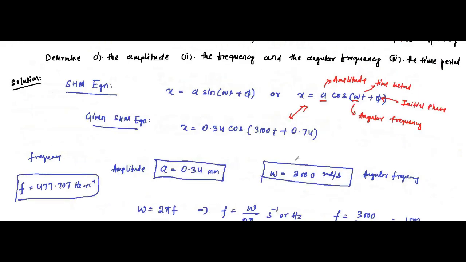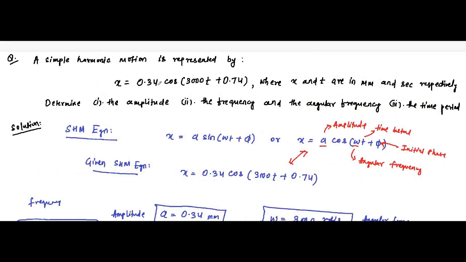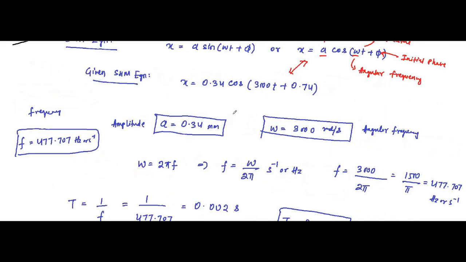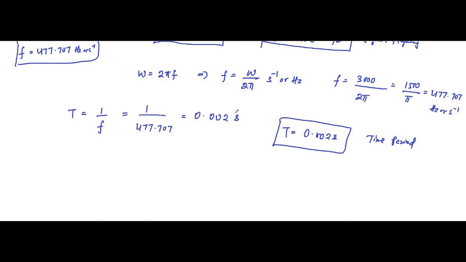So a very basic simple interpretation of the SHM equation. Only thing what we did is we wrote the standard SHM equation in cosine form, then we compared the different values which were given in the SHM equation in the question with the standard format, and from that, using basic relationships, we calculated different values.